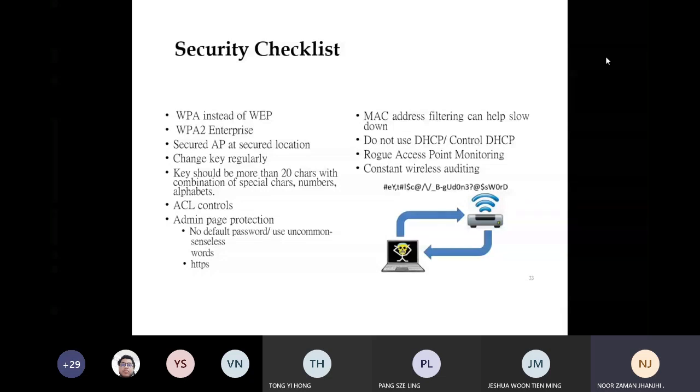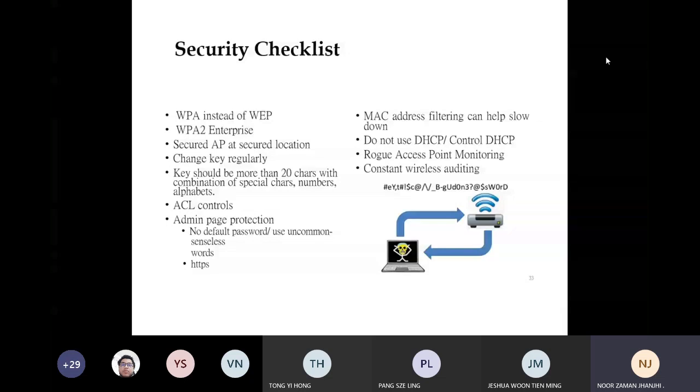We will discuss them in detail, and also how they are different from each other and what their security levels are, in upcoming lectures. Then if it's an enterprise, it is better that we use WPA2. And also we need to secure our AP. AP means access point. So keep the access point in a secured location.